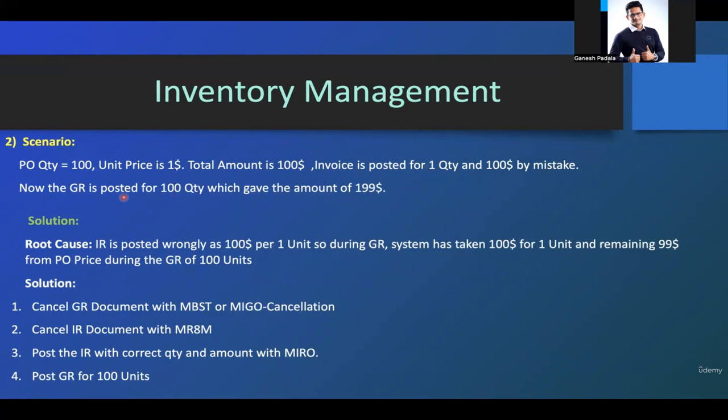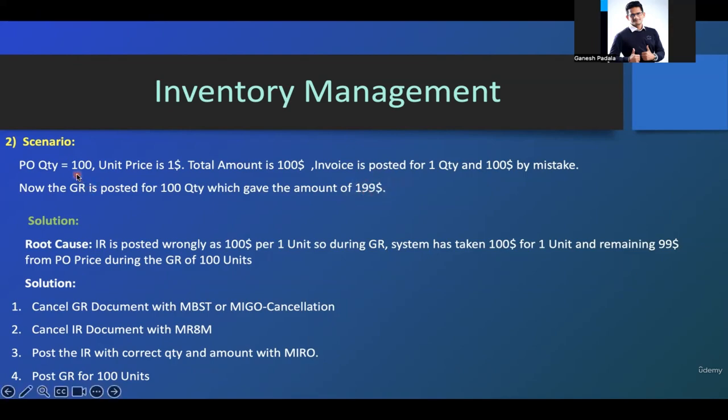Okay, so posted. Now the GR is posted for 100 quantity. After that, they posted GR for 100 quantity, which gave the amount $199. In multiple videos and blogs, I mentioned the behavior about this. What is the reason behind this $199?